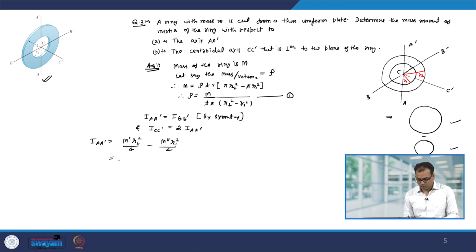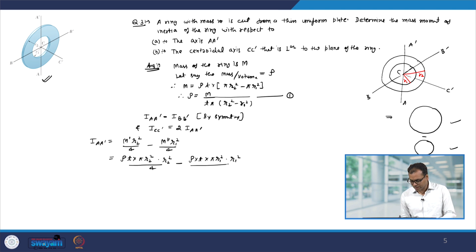So, let us put the value. M prime will be equal to the density into the volume. So, the density is rho, volume is thickness times the area, and the area is pi r2 square, into r2 square divided by 4, minus the mass of the inner ring, which is equal to rho into T into the area pi r1 square, and then we have to multiply it by r1 square divided by 4. So, this is equal to pi rho T divided by 4 into r2 to the power 4 minus r1 to the power 4.